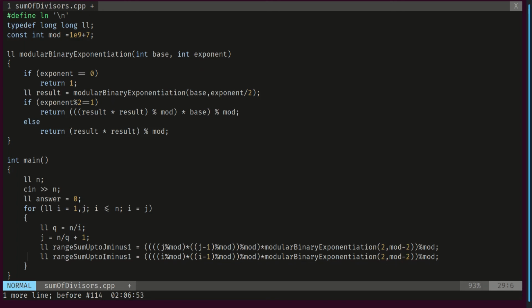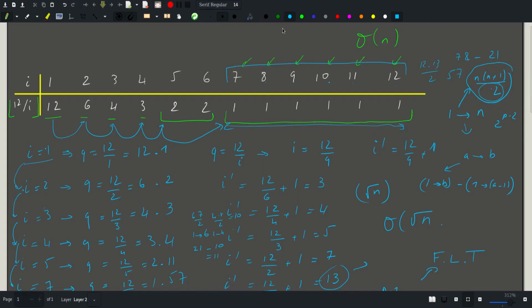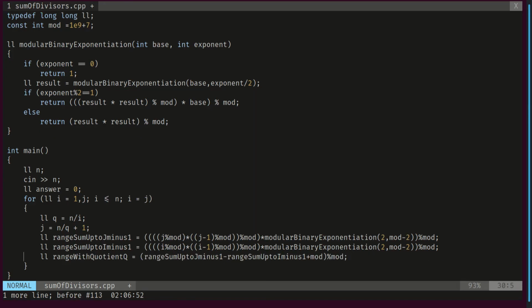And I will do the same thing for the range sum up to i minus 1, because remember i minus 1 is also not included in my range. My range is from i to j minus 1. So similarly, this will be equal to i times i minus 1 divided by 2, which is equivalent to multiplying by 2 raised to mod minus 2. So this is gonna be the sum of all values in my blocks like this, and I need to multiply this sum by the quotient that represents this block, like in this case 1. So that's what I'm gonna do here.